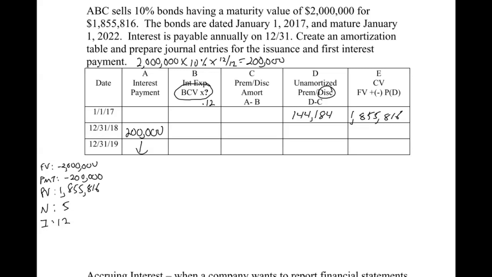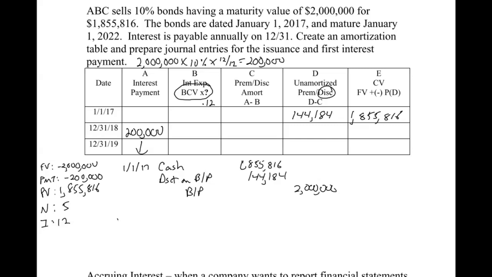Let's do our first journal entry, for the issuance and the first interest payment. On January 1 of what year is this? 17. We have cash, we have discount on bonds payable, and we've got the credit to bonds payable for face value. Notice how this journal entry is the same every time. We just change back and forth between discount and premium. Cash is 1,855,816, the discount is 144,184, and bonds payable is the 2 million.